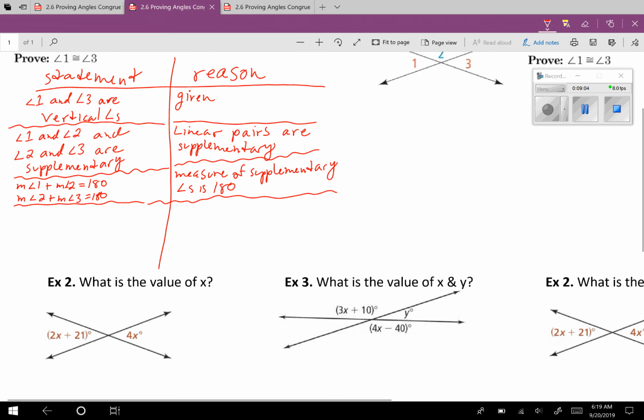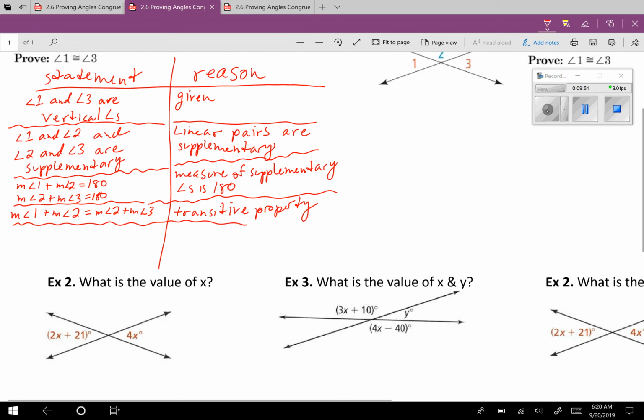Okay. And now we're going to get into what we did yesterday. You see here, the measure of angle 1 plus the measure of angle 2 is equal to 180, and the measure of angle 2 plus the measure of angle 3 is equal to 180. Well, from that we can conclude that the measure of angle 1 plus the measure of angle 2 is equal to the measure of angle 2 plus the measure of angle 3. We can do that by the transitive property.